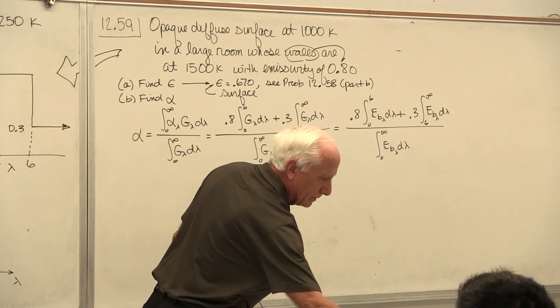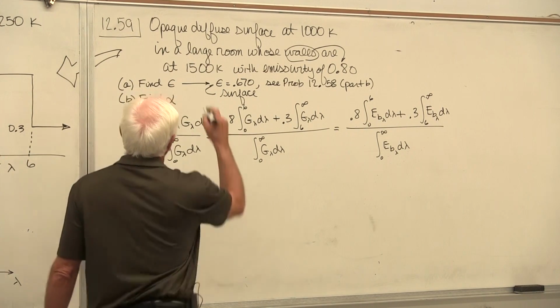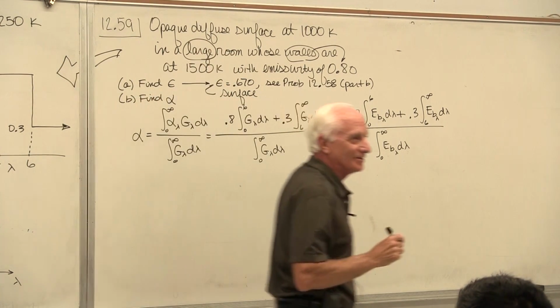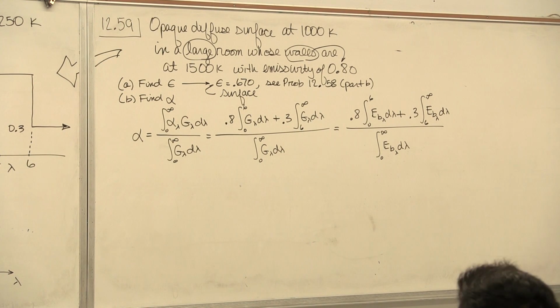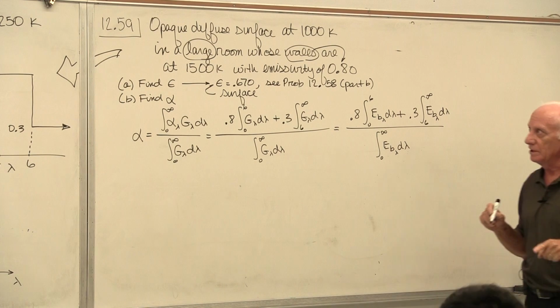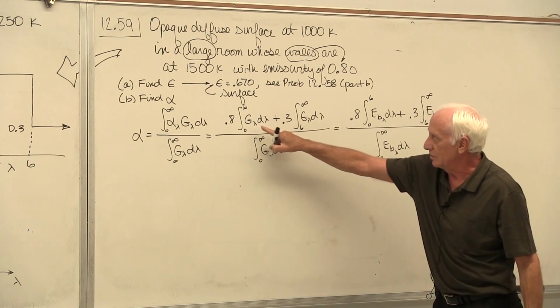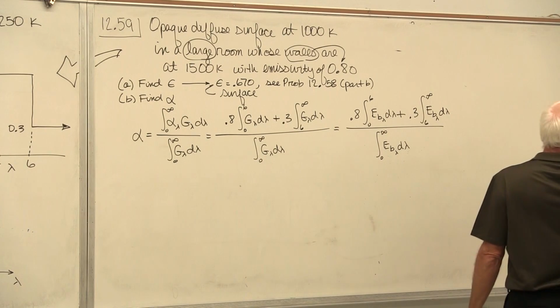Why can I do that? Well, I saw the magic word: large. I go over here and say, you know what? This is a small surface in a large enclosure. Yes, it is. And if that's true, you're allowed to replace the incoming spectral irradiation G lambda with EB lambda at the temperature of what? The walls in the room, not the surface, the walls in the room. I replaced the G lambda with EB lambda because of that picture over there.